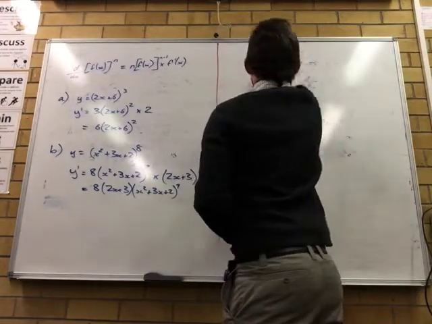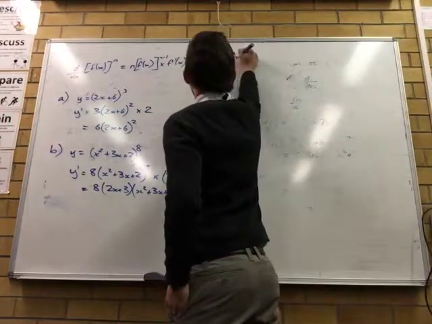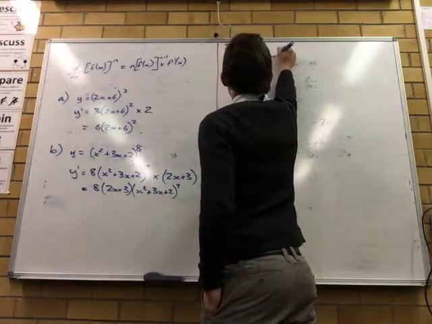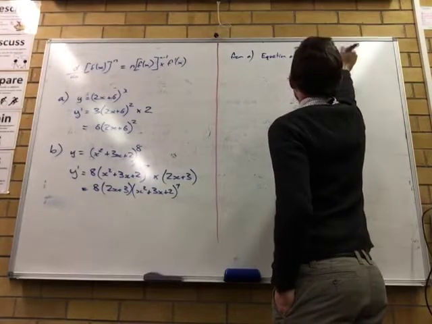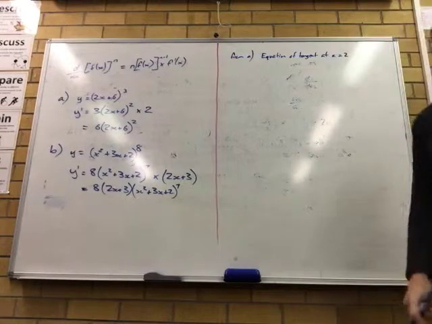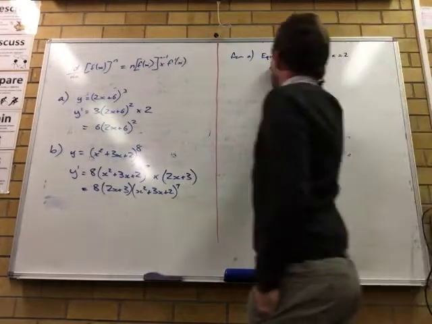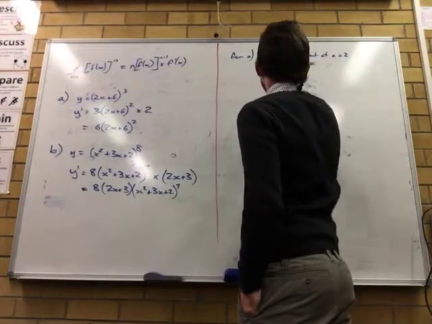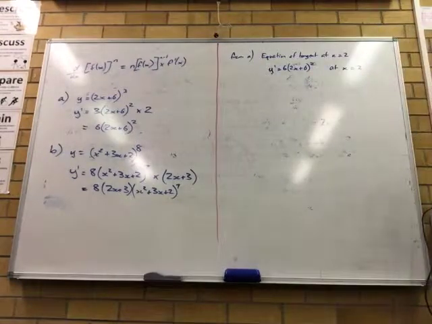Alright, so from A, I want to find the equation of the tangent at x equals 2. And I'm pretty sure there's a question like this in the exercises anyway. Right, so we've already worked out y dash is 6 outside of 2x plus 6 all to the power of 2. So at x equals 2. Okay, now we have to get the equation.